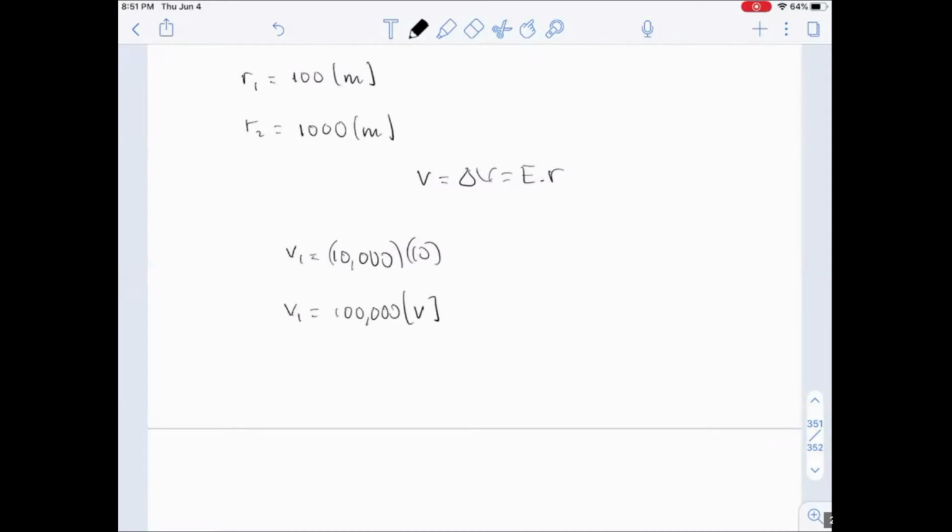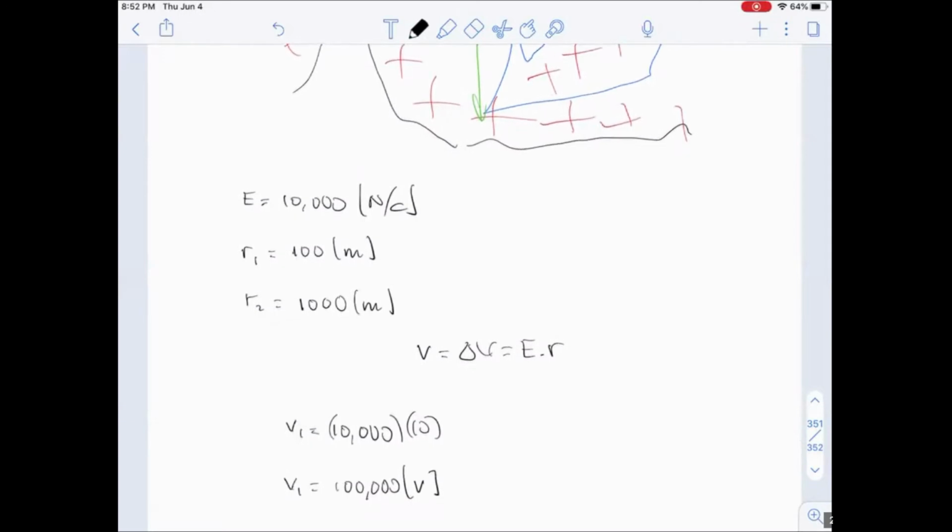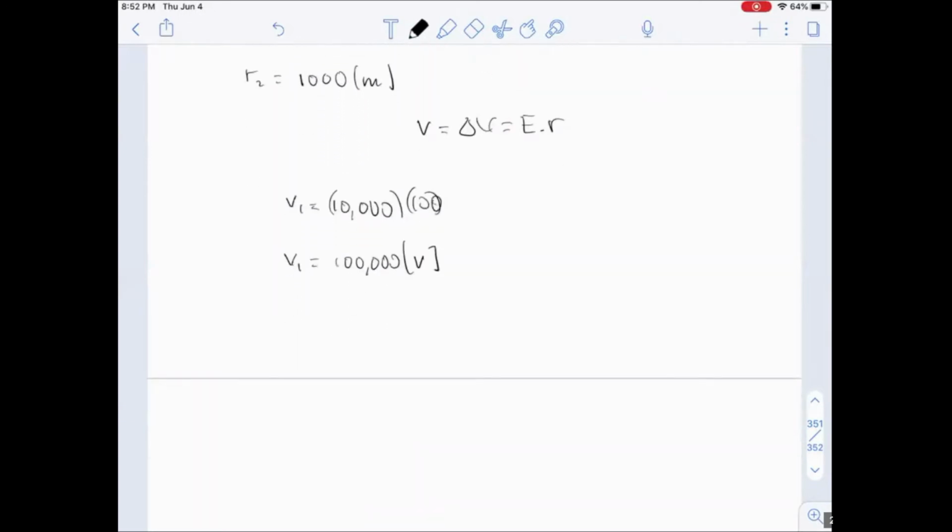Am I missing something? Yeah, the R1 should be 100, not 10. Okay. Oh, yeah, okay.